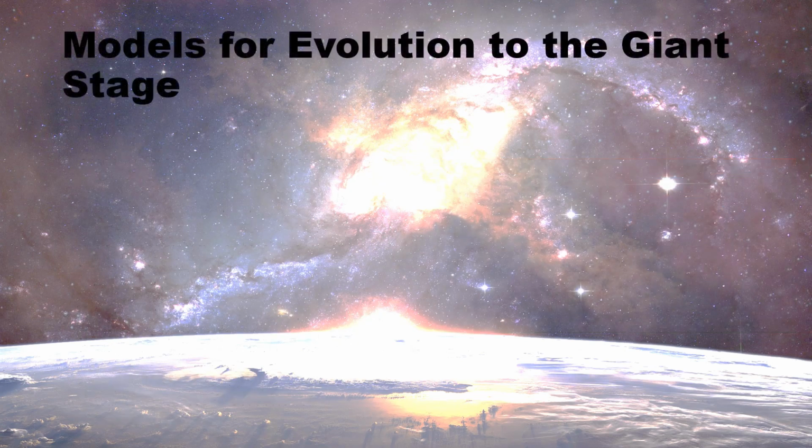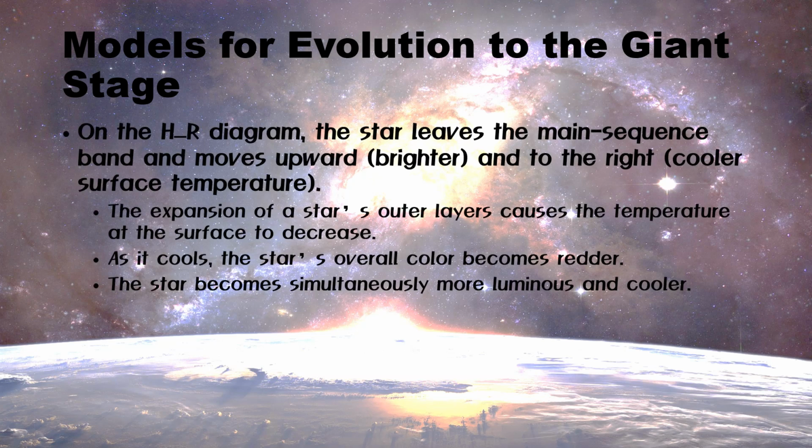Now, this, of course, is going to give us some models for the evolution to the giant stage. If we look at our H-R diagram, the star leaves the main sequence band and then will move upward, or brighter, and to the right, which is a cooler surface temperature. Now, the expansion of a star's outer layers causes the surface temperature to decrease. And as it cools, the star's overall color is going to become much redder. The star is also simultaneously becoming more luminous, so it's brighter, but it's also cooler.